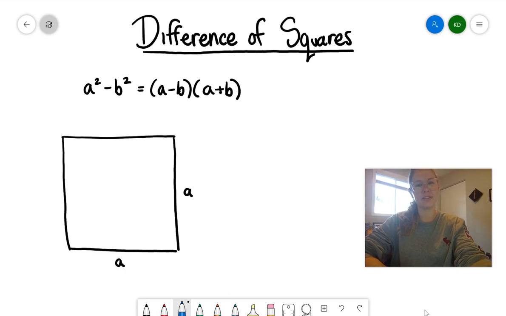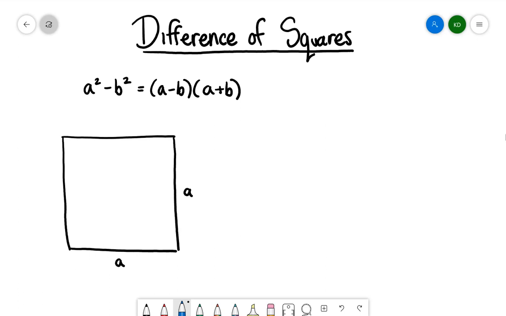Hey there, this video is going to go over the difference of squares and how we can factor them. I'm going to show two different ways. First, what I think is important is that we understand where difference of squares come from.